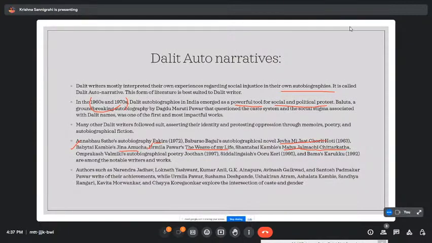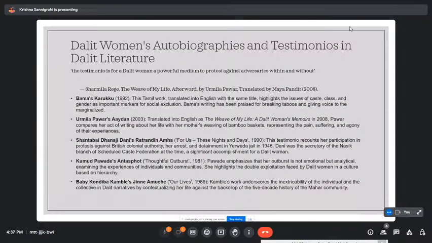Then Om Prakash Valmiki's autobiographical work, which is Joothan. Then Oru Keri, Bama's Karukku are among the works. Authors such as Narendra Jadhav, Loknath Yashwant, Kumar Anil, G.K. Ainapure, Avinash Gaikwad, and Santosh Padmakar Pawar write of their achievements, while Urmila Pawar, Shashma Deshpande, Usha Kiran Atram, Ashalata Kamble, Sandhya Rangari, Kavita Morwankar, and Chhaya Koregaonkar explore the intersection of gender and the other related parameters. Then comes Dalit women's autobiographies and testimonials in Dalit literature.